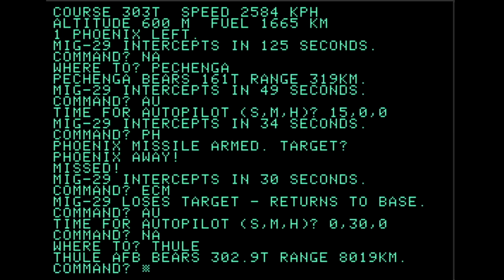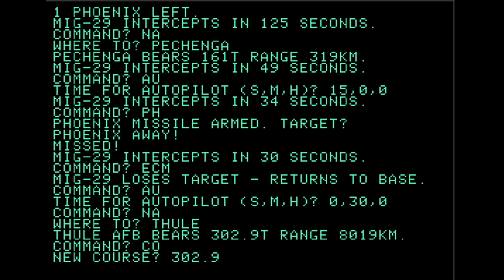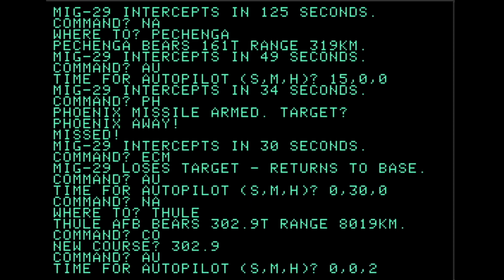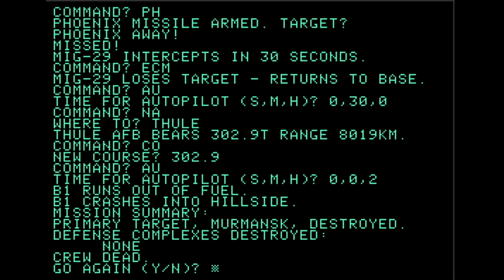We're pretty far from Thule, but maybe we're out of the woods here. Let's wait for 2 hours. We ran out of fuel. Wonderful. We're dead, but we did destroy Murmansk, which I feel is really an achievement. So not too bad for our first attempt at committing nuclear atrocities. And we can go again.